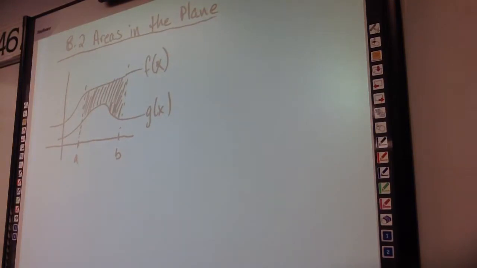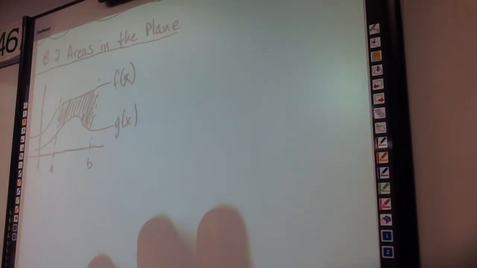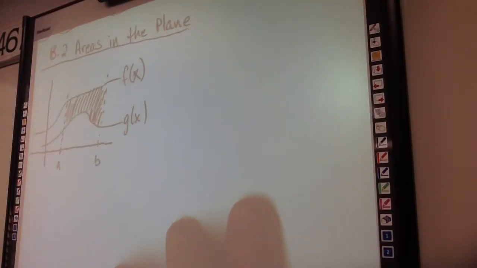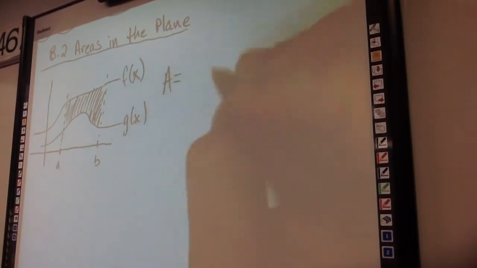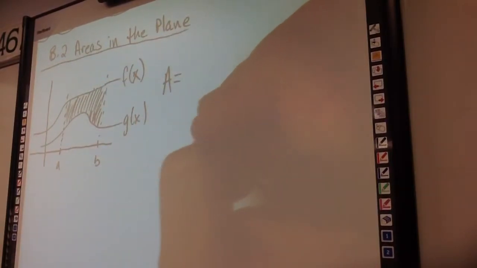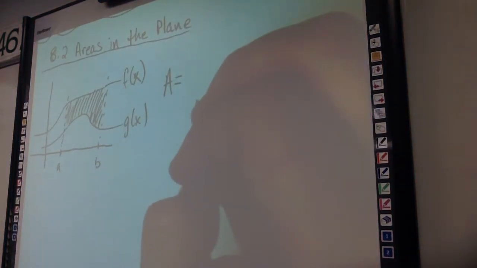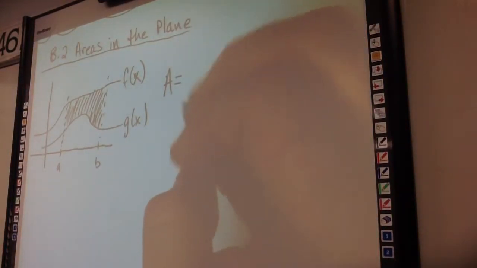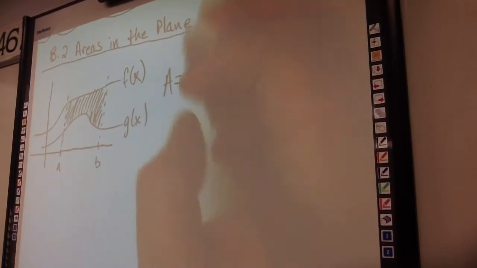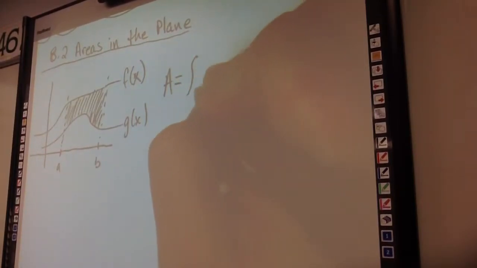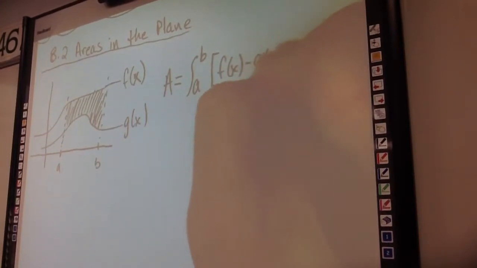You don't even need to do the proof. You could probably guess what it will be. So the area will be equal to what? Well, what's the first thing going to be? Integral, yeah, we're going to integrate from A to B of f of x minus g of x. That's it. f of x minus g of x.